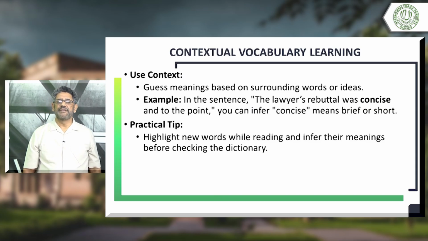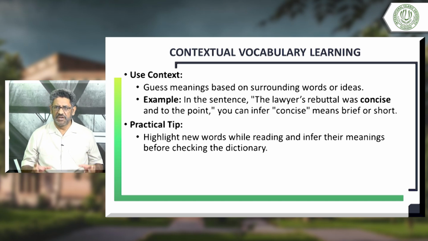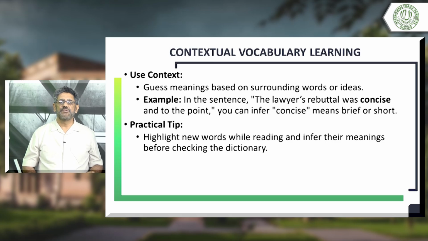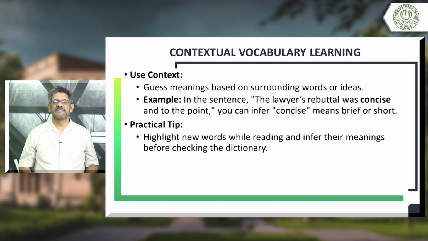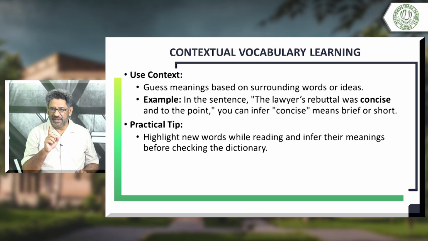Contextual vocabulary learning. Use context, the situations. You know, in different situations, different words are used. The surrounding words or ideas: from the surrounding words and ideas, you try to guess the meaning of the word. Example: the lawyer's rebuttal was concise and to the point. Now, see, what does concise mean? You can infer concise means brief or short. You are just guessing. But still, my advice, if you are not sure, look up the word.